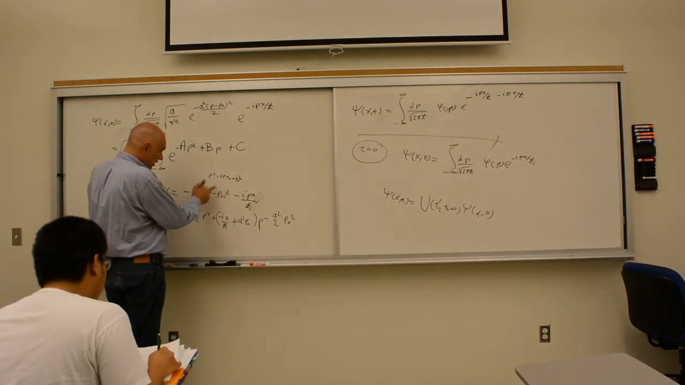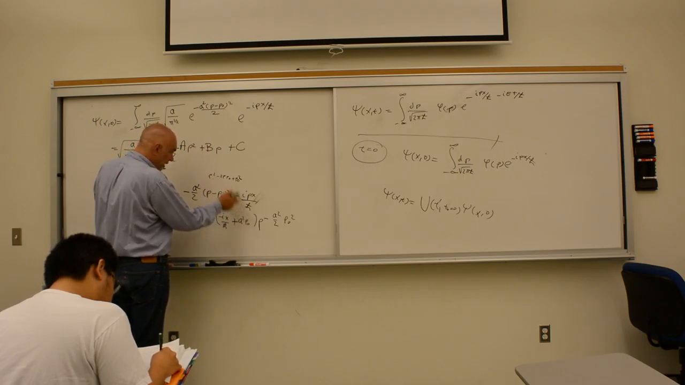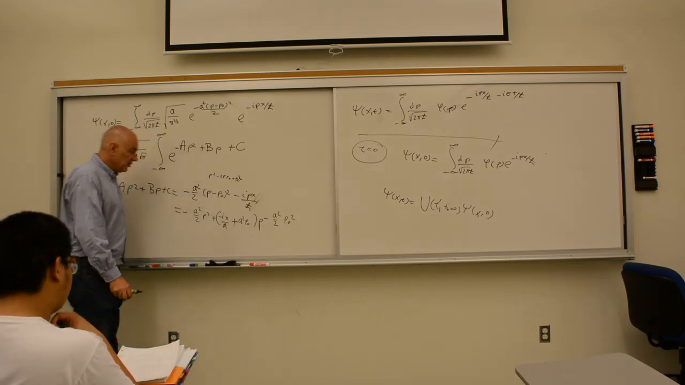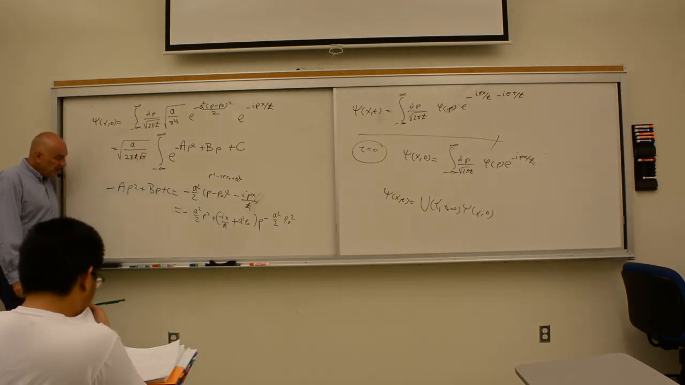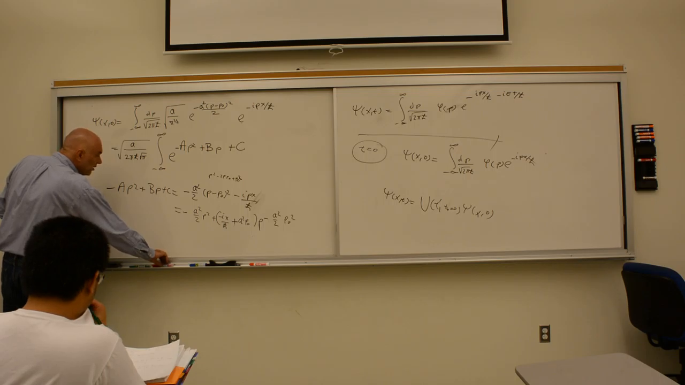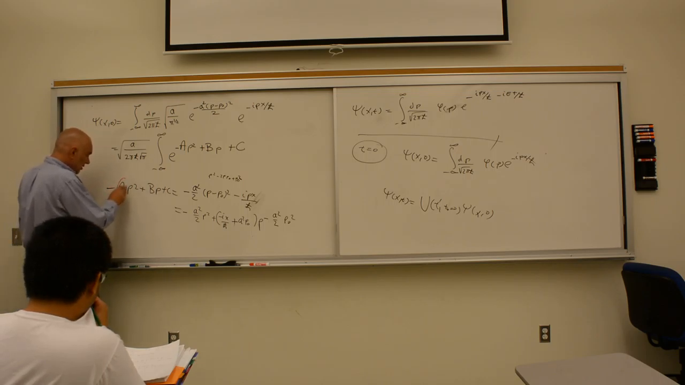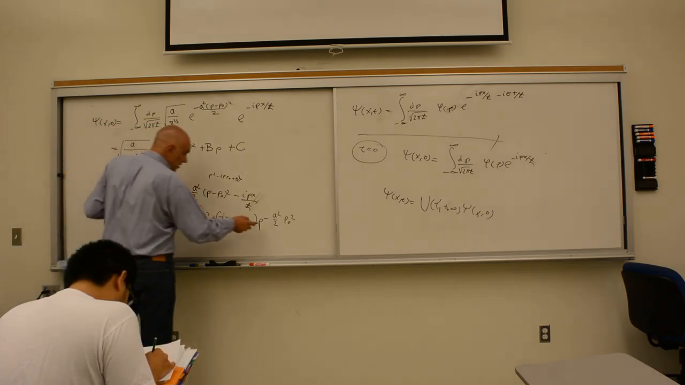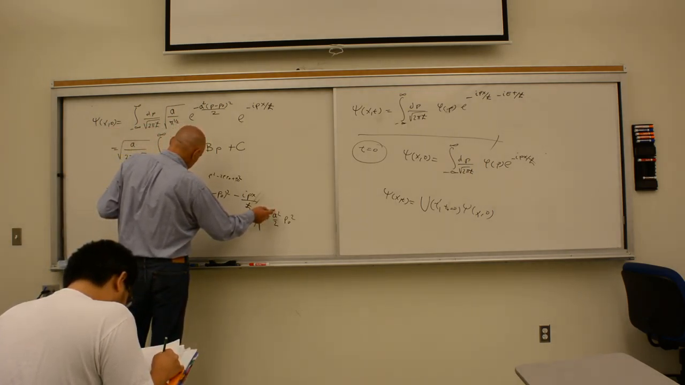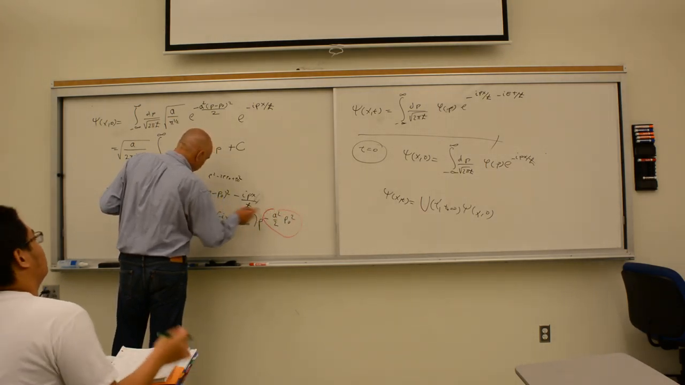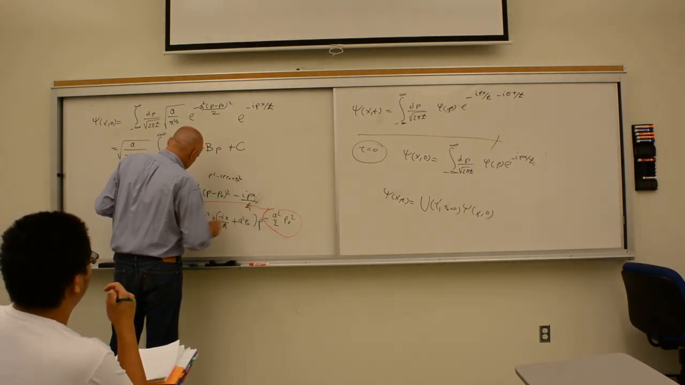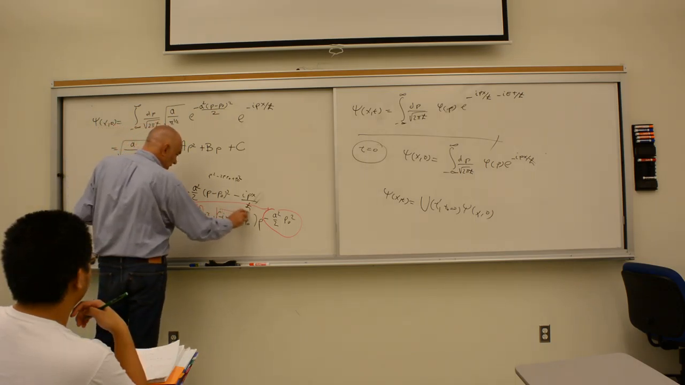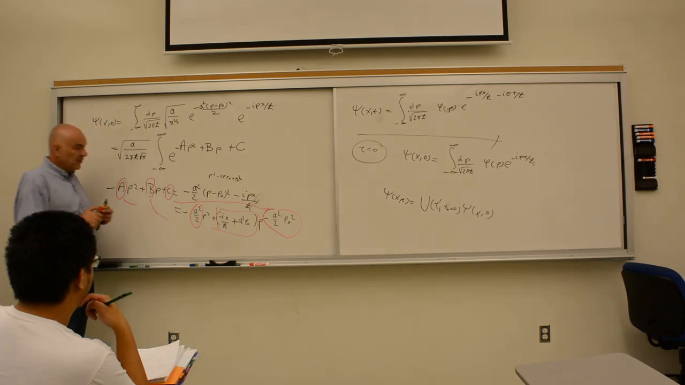Right. P0 squared term goes here. P squared term goes here. I have minus 2 p p0. 2 and 2 give you 1. Minus and minus give you plus. This is plus. So I have A squared p0 times p. And then I have the term proportional to p from here. So then you can read off what a is. A is this. C is this.